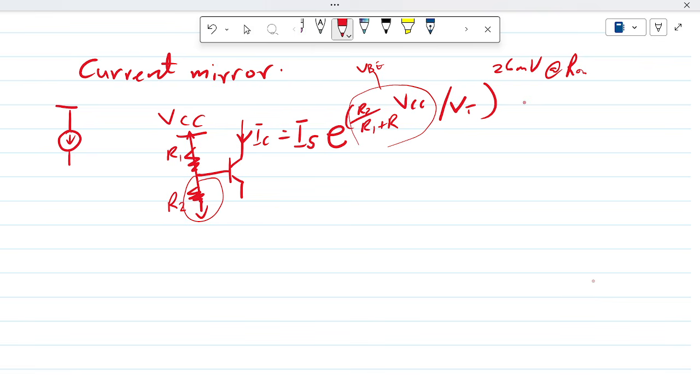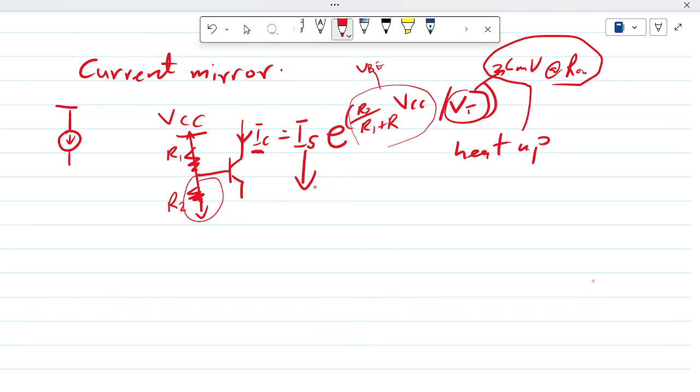Okay, but what if all of a sudden the device is not operating at room temperature? Most electronic devices heat up as they operate for a long time, so we cannot guarantee room temperature. We cannot guarantee the value of VT to be 26 millivolts, and that means that our collector current will no longer be constant. Okay, what about the values of the variables inside IS?